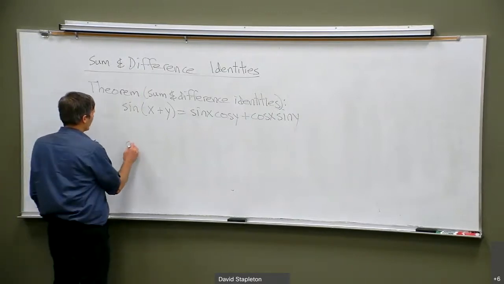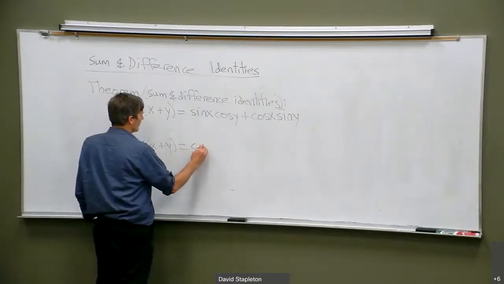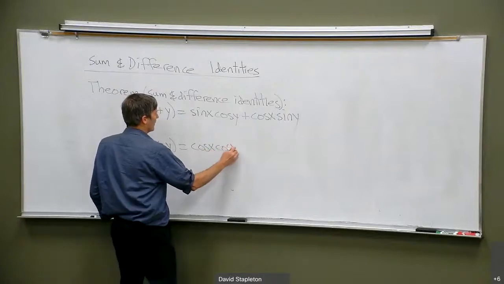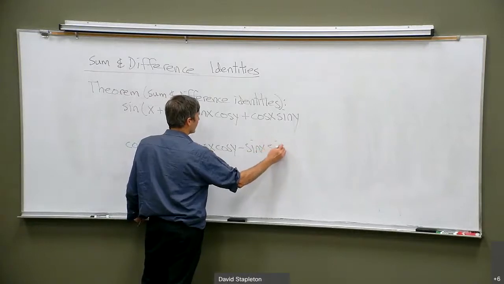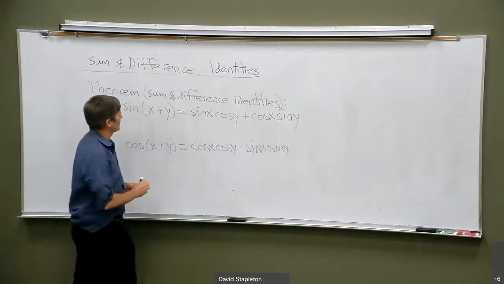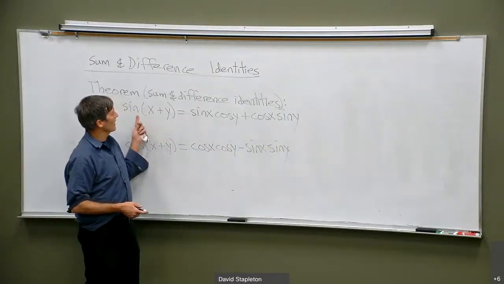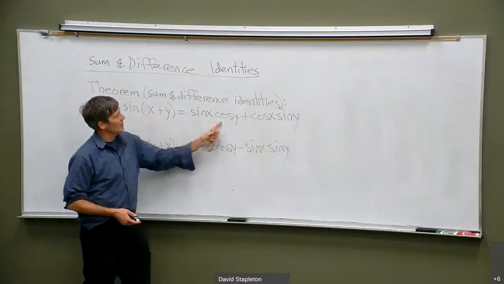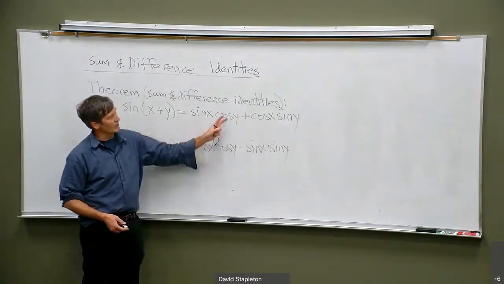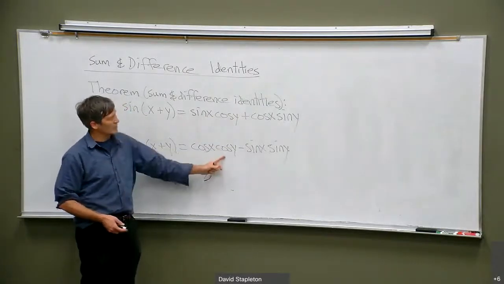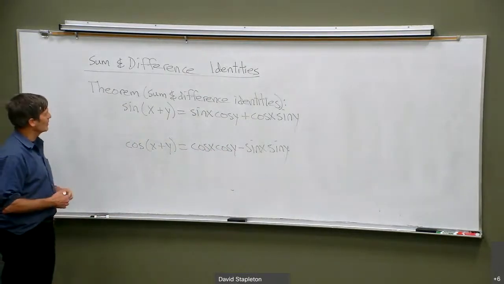Well, let me put this one down. Cosine of x plus y turns out to be cosine cosine minus sine sine. That's how we usually say it. It's easier to remember rather than saying sine of x plus y is sine x cosine y plus cosine x sine y. That's hard to memorize. What you do is you say sine of the sum is sine cosine plus cosine sine. Cosine of the sum is cosine cosine minus sine sine. And so it's easier to remember with that kind of rhyming almost.